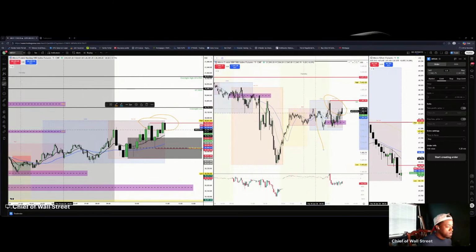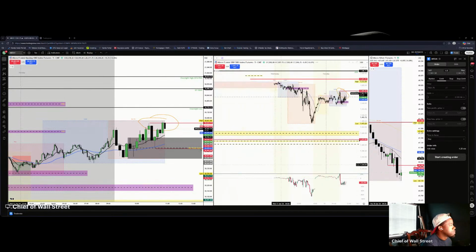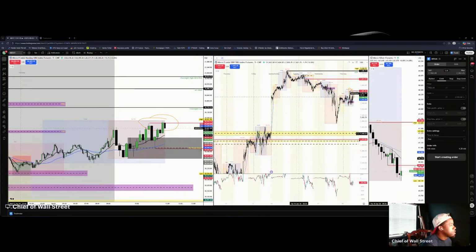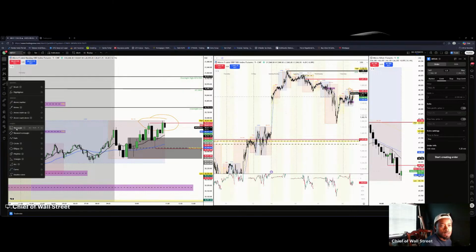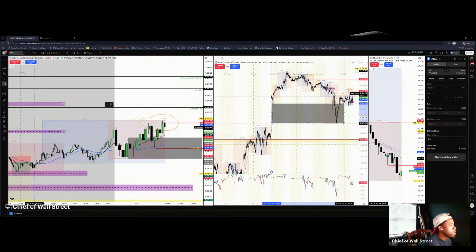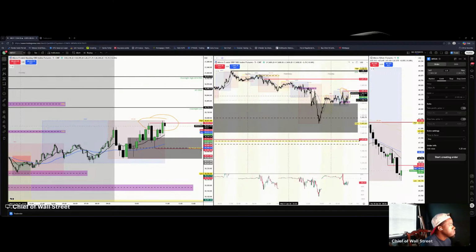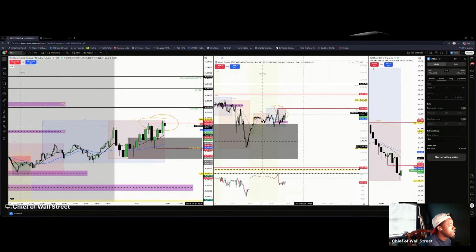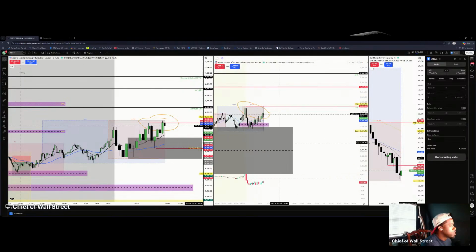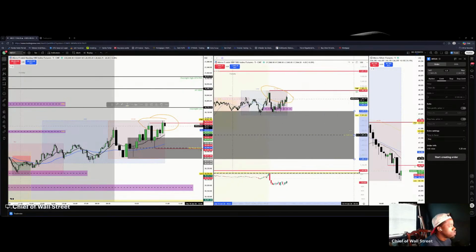Dang it, let me get that marker off. Need my pointer. We may come back down into this gap and finish filling it. Let me get this out of the way. Create me a box right there. This gap started here and came way down here, which we didn't fill all the way. So we could definitely be coming to finish filling that gap up. But it's just a prediction, you know. Ain't no trading guru just yet, but that's what I'm watching for.